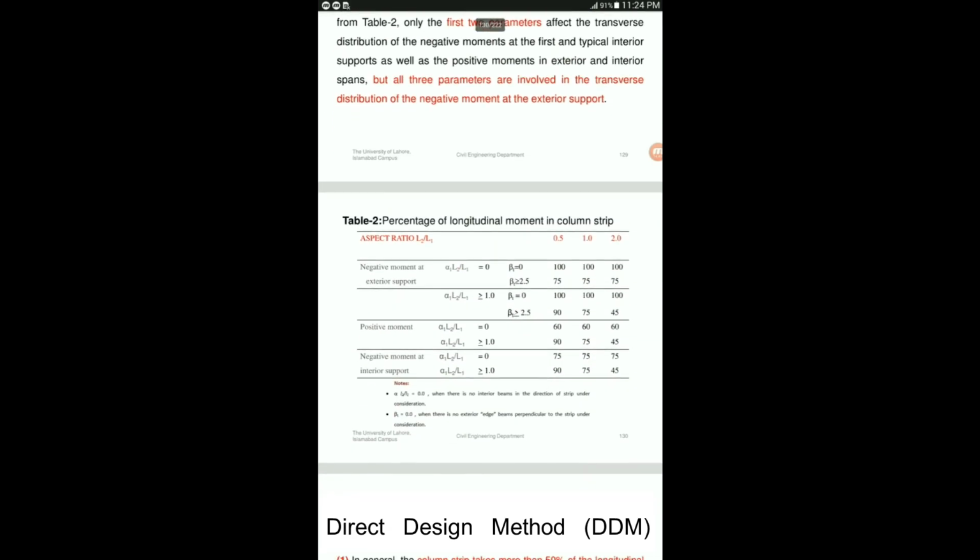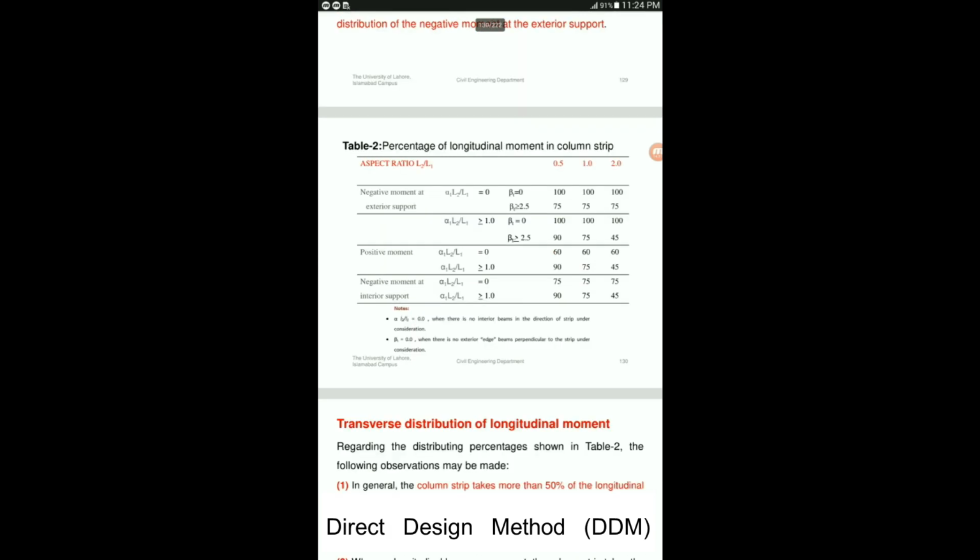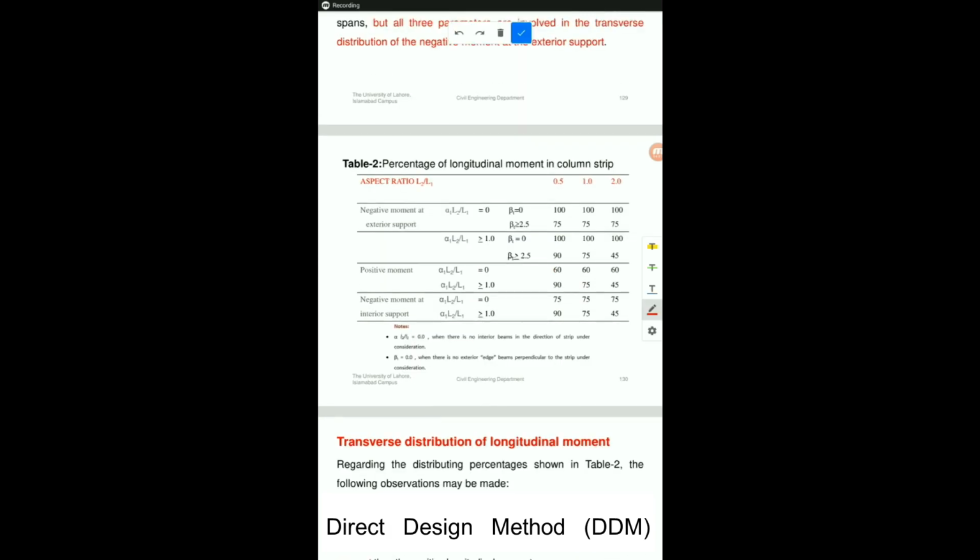This is the table which we will always keep looking at for doing the transverse distribution. This table is giving you the percentage of longitudinal moment which is going to go to column strip. On the top of it, you have the aspect ratios, which is L2 over L1. These are the values, aspect ratio. On this side, you have the location for which you have to do the transverse distribution.